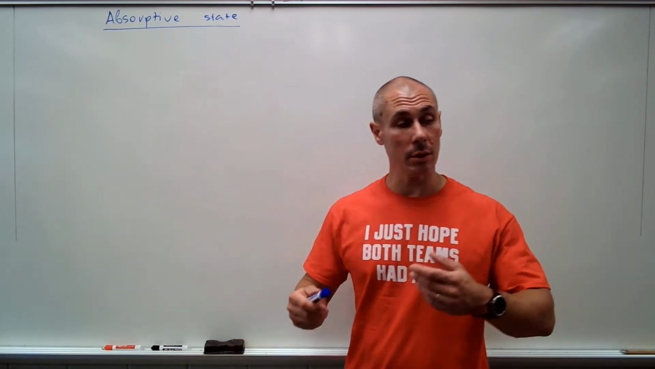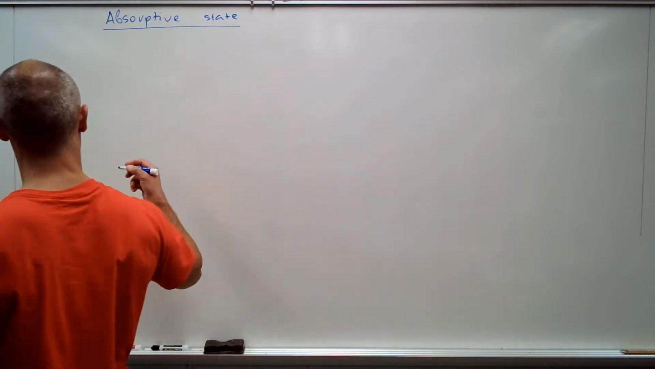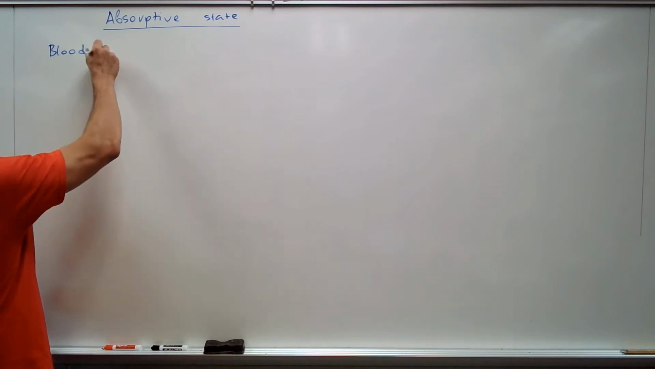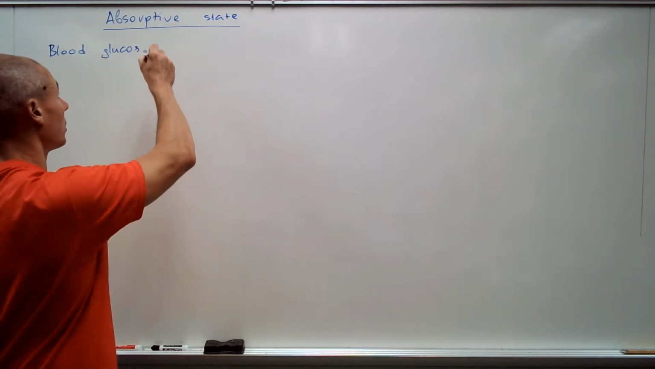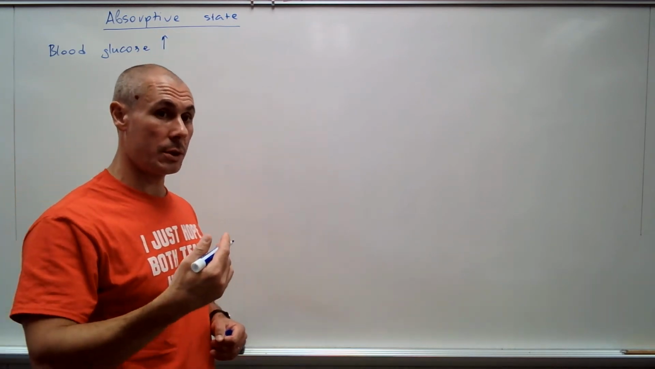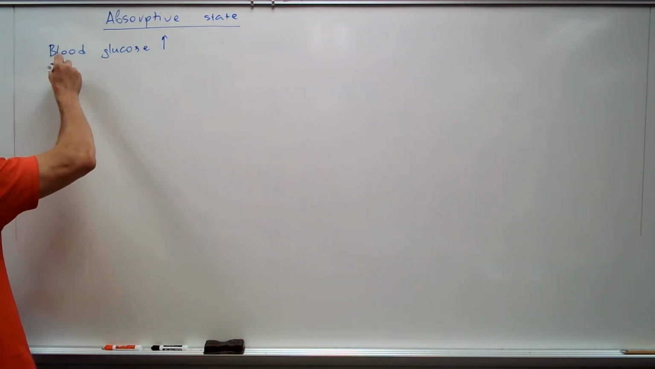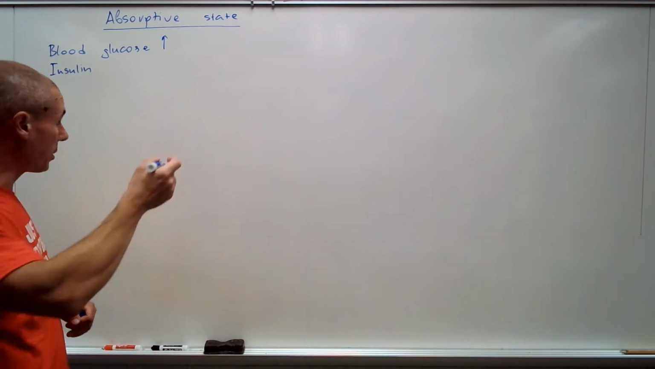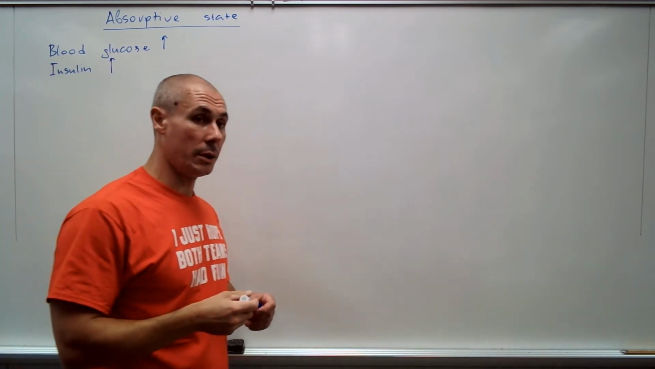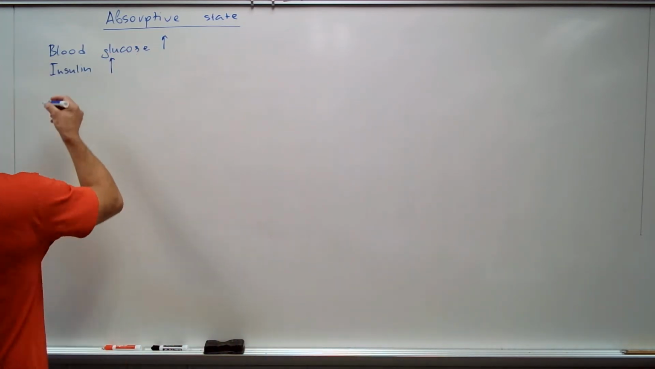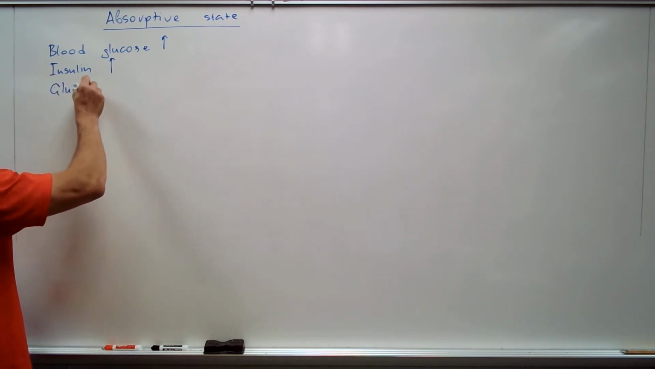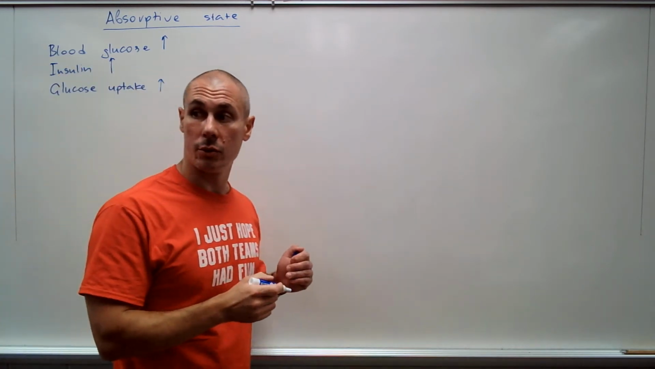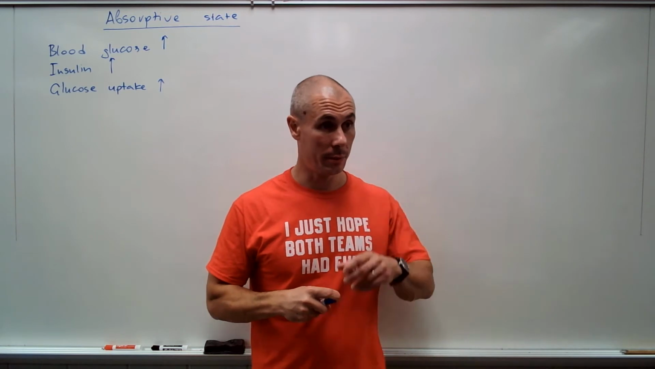So first of all, when you eat, what happens to the blood glucose levels? Immediately after the meal, your blood glucose increases. As your blood glucose increases, your insulin levels increase as well. Remember that insulin stimulates glucose uptake, right? Does that make sense, this part? Glucose uptake goes up, right?